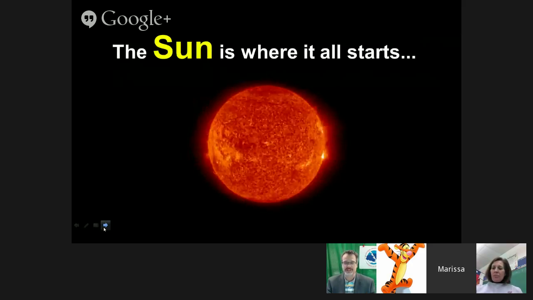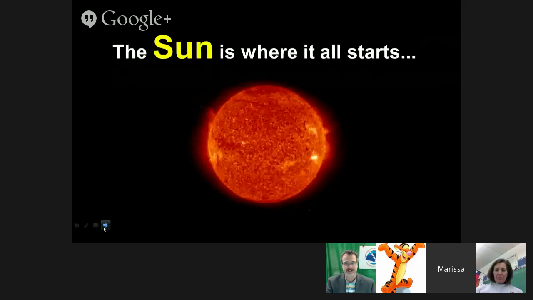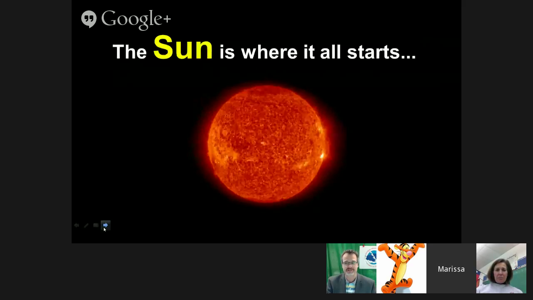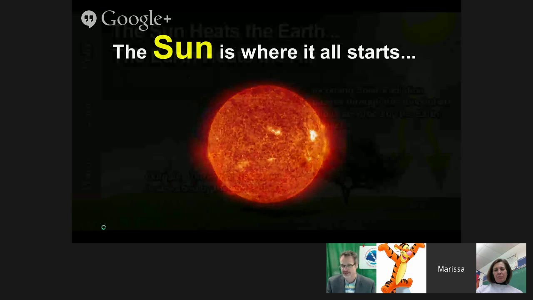Now, when it comes to the sun, obviously the most important thing the sun can do is provide heat. But you may find it surprising to note that the sun does not heat the air. And when I tell students and other teachers about this, I'll say the sun doesn't heat the air. The sun heats the earth. So let's take a look at that a little closer and see exactly what we're talking about.